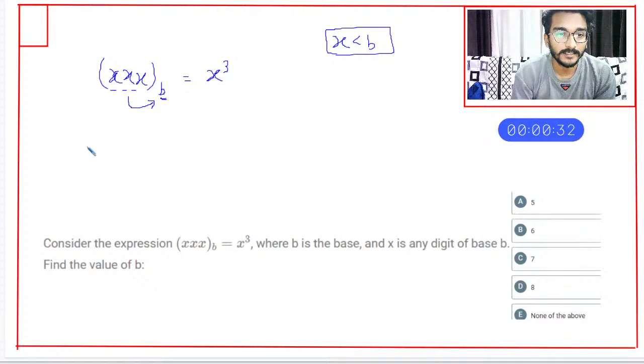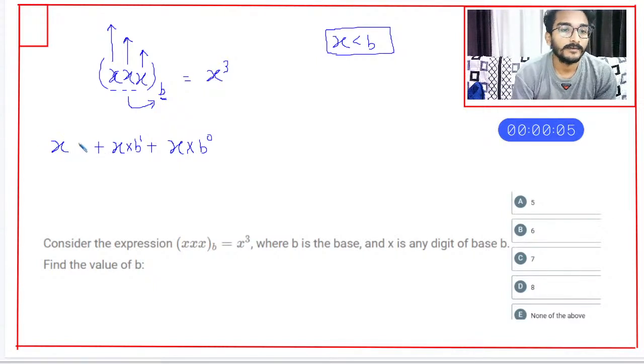So the process is something like this. This is our unit place, this is our tens place, and that's our hundred place. It means you have to multiply the unit place x with b raised to the power 0. This is the meaning of unit place. Then you have to add, the middle x multiplied by b raised to the power 1, and then the leftmost x multiplied by b raised to the power 2. So this is how you have to expand such things.